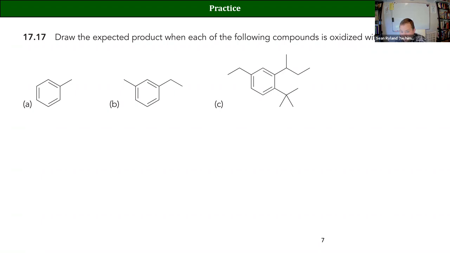So A is not so bad, right? Toluene, you put it with dichromate. You get benzoic acid. For B, you have two benzylic carbons, and they both get turned into carboxylic acids.